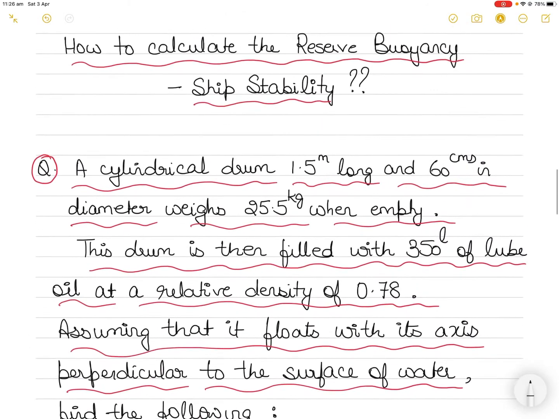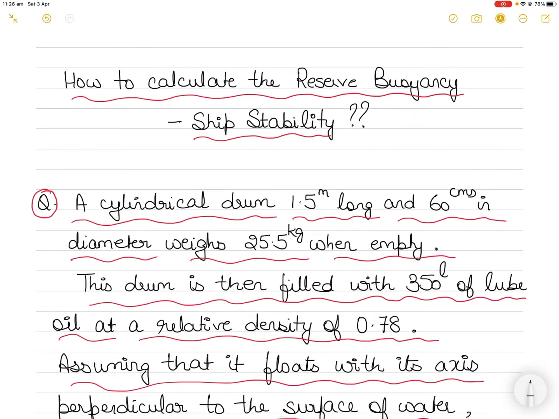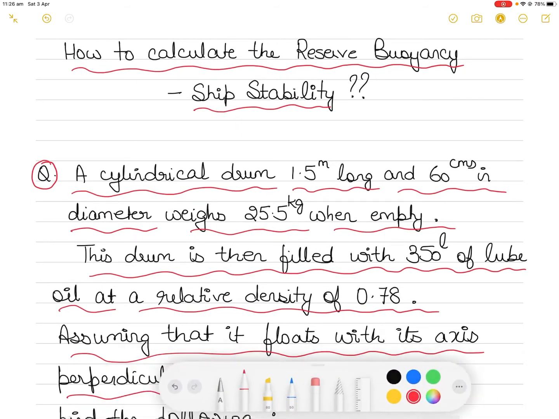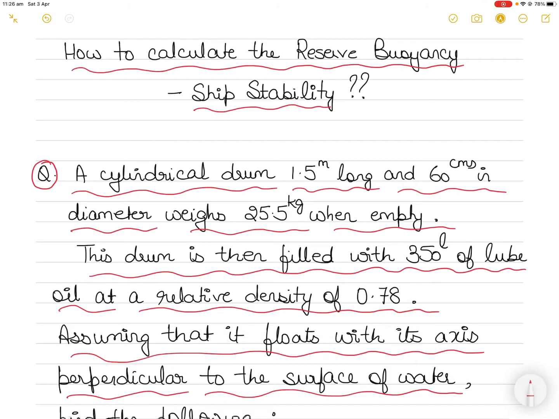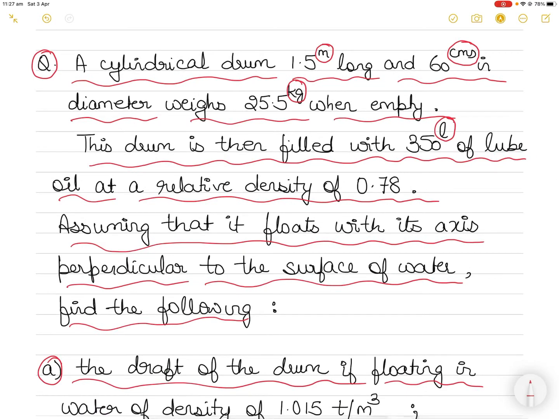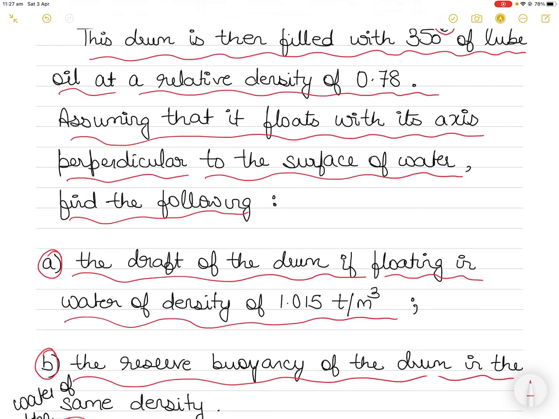Before I start with this question, I want to tell you that for any question that you attempt in ship stability, make sure that before you start, you make a note of the units. For example, here the length is described in meters, the diameter, also a length, is described in centimeters. Similarly, the weight is described in kilograms. There are also liters; this is not weight, it is a kind of volume. I'll explain it later. And the density is 0.78, but there are also tons and metric cubes.